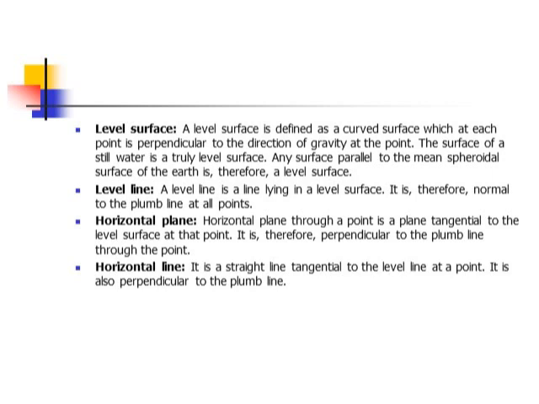Level line. A level line is a line lying in a level surface. It is therefore normal to the plumb line at all points. Horizontal plane through a point is a plane tangential to the level surface at that point. It is therefore perpendicular to the plumb line through that point. Horizontal line is a straight line tangential to the level line at a point. It is also perpendicular to the plumb line.